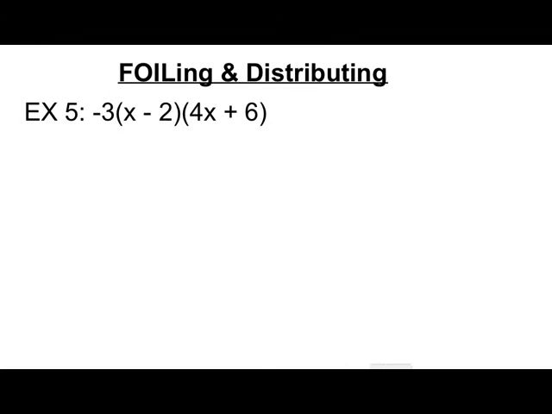So what I'm going to do here is the same process. I'm going to FOIL and multiply by a negative 3. Now you could do this one of two ways, and I'll do them both so you can see. Say I just automatically distribute the negative 3 through. Well, be careful, because this says negative 3 times a quantity times another quantity. So you don't multiply both quantities by the negative 3.